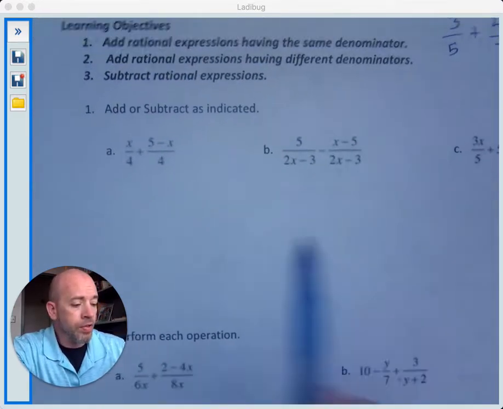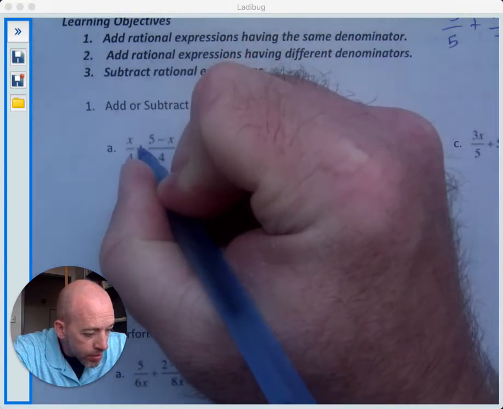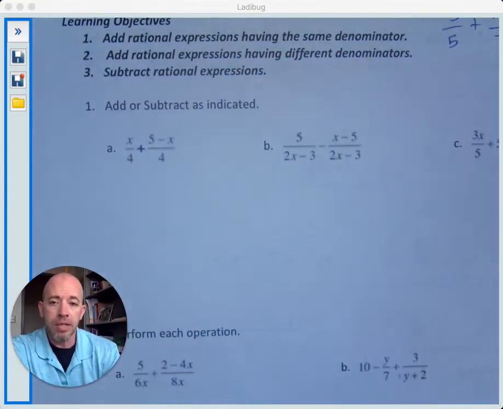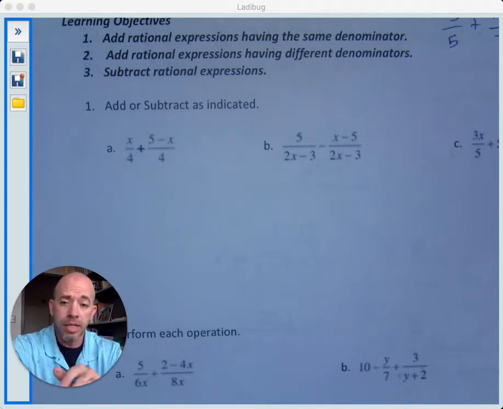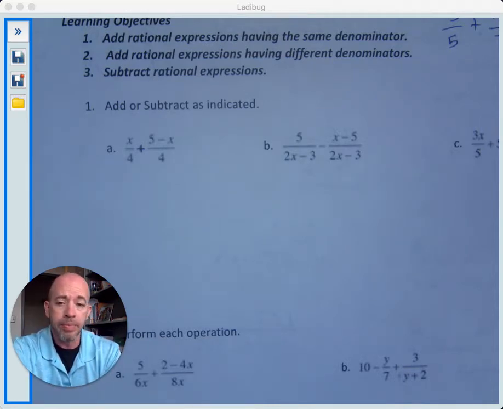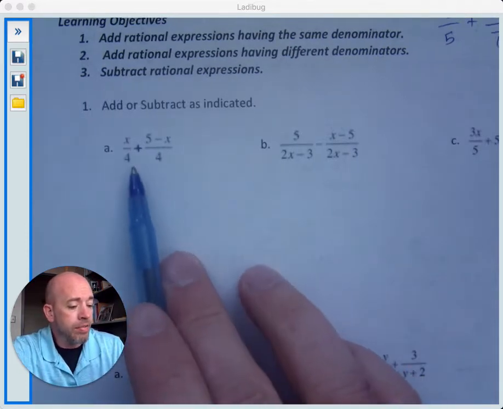So let's look at this first one, x/4, and this is a plus. I know it's kind of blurry, but that's a plus sign. All right, plus (5 minus x)/4. If you have the same denominator already, you can simply add them together. Add the numerators together. The denominator stays the same, right? It's not like multiplication where you can go straight across. Denominators have to stay the same.